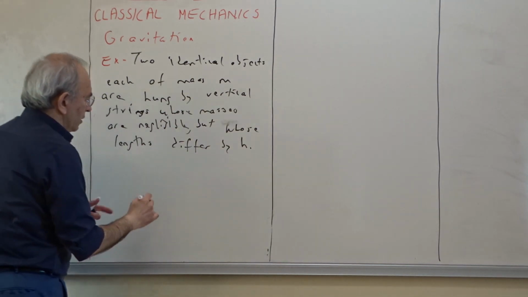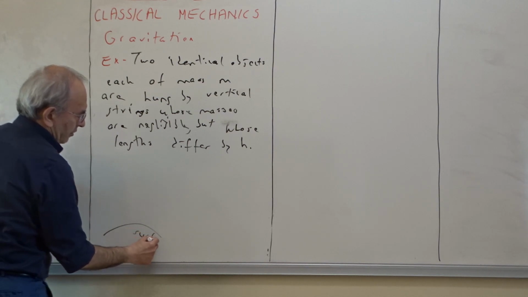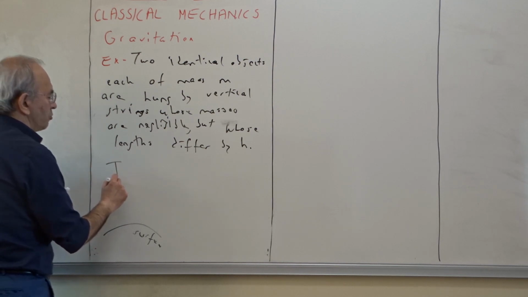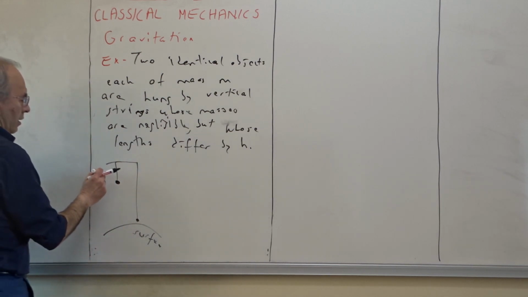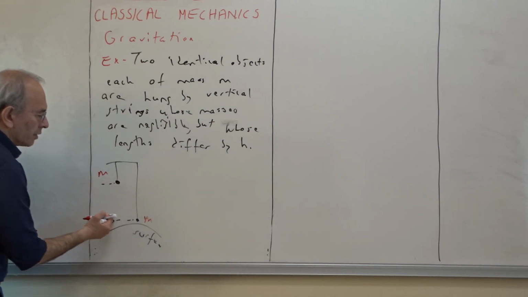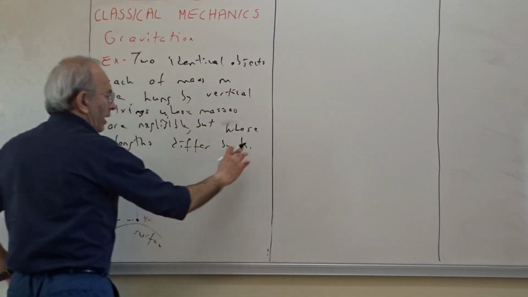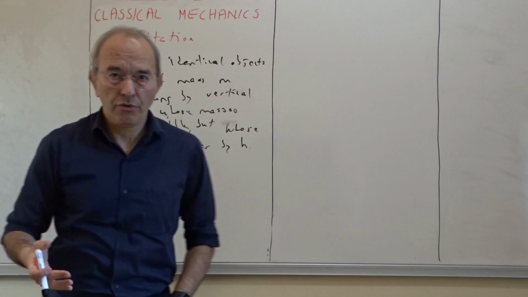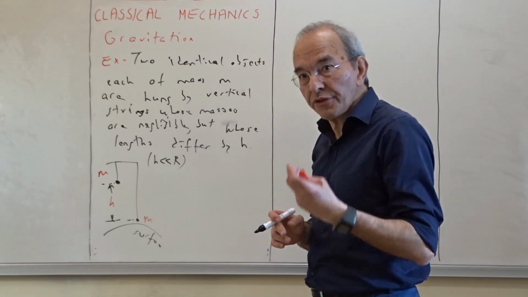So the picture is basically the following. Here is the surface, for instance, surface of the Earth, ground. And here is one such block, and here's the other block. They have identical masses m and m, but this distance between them is h, where h is of course much less than the radius of the Earth, obviously. No numbers are given, but we will now show the difference.